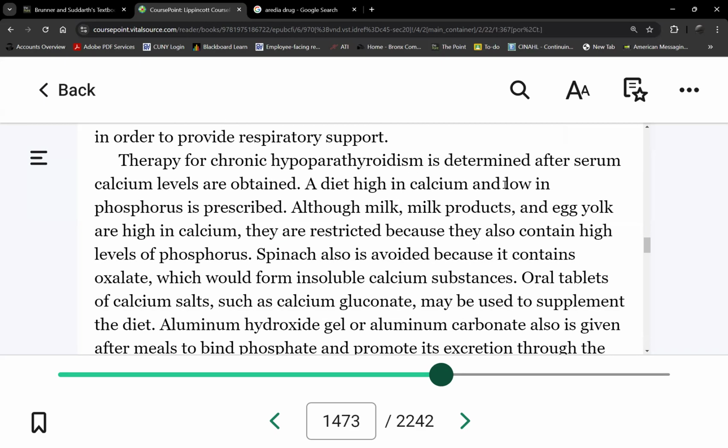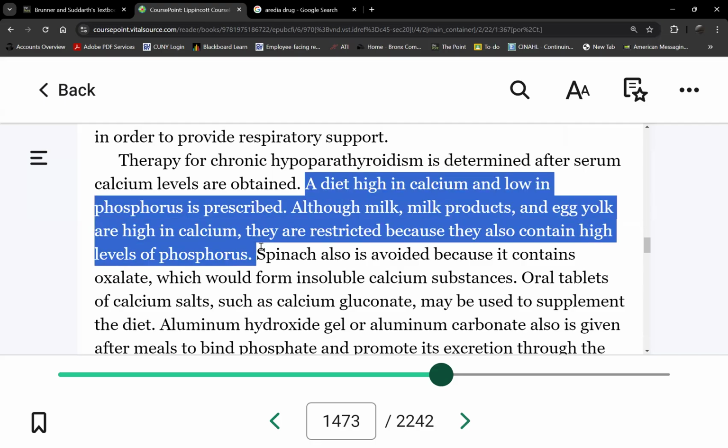Diet. What are foods high in calcium? Please read this here. Calcium, phosphorus is prescribed. Milk products are high in calcium. Go ahead, finish it. They are restricted because they also contain high levels of phosphorus. So on first thought, you would go for dairy and milk products, yeah? But actually, what does this say? Yes, they're high in calcium, but they're also high in phosphorus. So that's counterproductive. So we can't give these in the food. We restrict them.